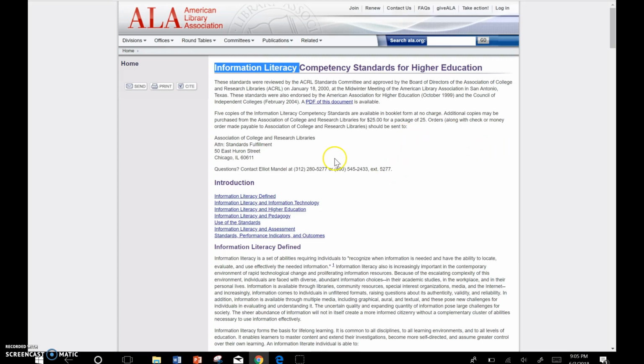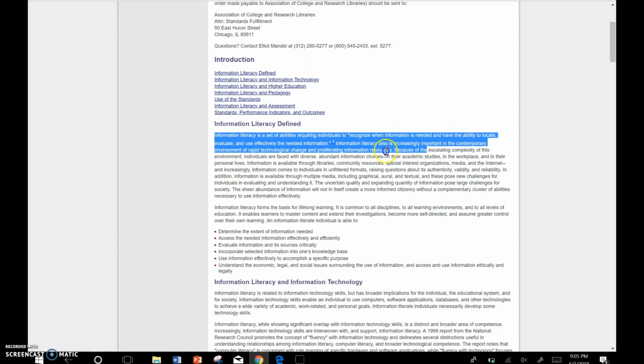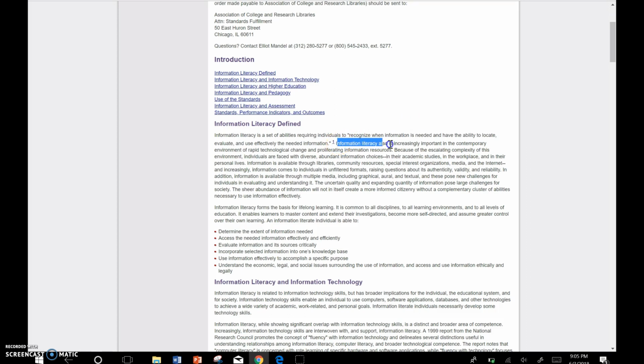Information literacy. What is it? Well, according to the American Library Association, information literacy is a set of abilities requiring individuals to recognize when information is needed and have the ability to locate, evaluate, and effectively use the needed information. This is becoming increasingly important in contemporary environments of rapid technology change and proliferating information sources. So, how do we check our sources?